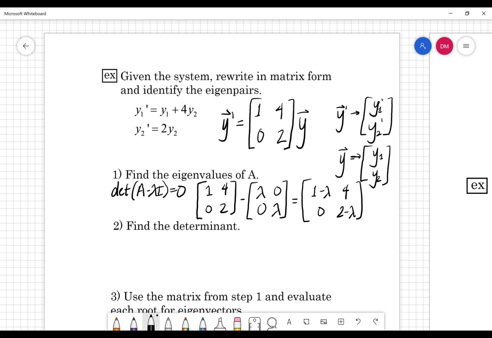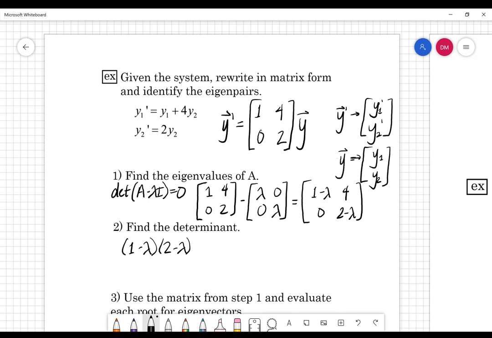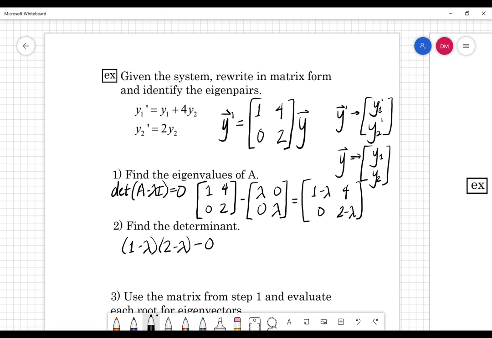So the determinant of that would look like 1 minus lambda times 2 minus lambda. So we're going to have to do a little foiling here. And then minus 0 times 4, so minus 0. All right, so we've got 1 times 2. We can do that. And then looks like we've got 2 minus 3 times lambda plus lambda squared.